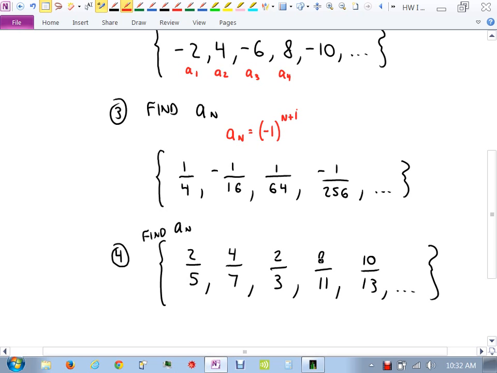And that you just kind of have to remember. Negative 1 to the n if you want it to start negative. Negative 1 to the n plus 1 if you want it to start positive. Yeah, that's fine. What's next?